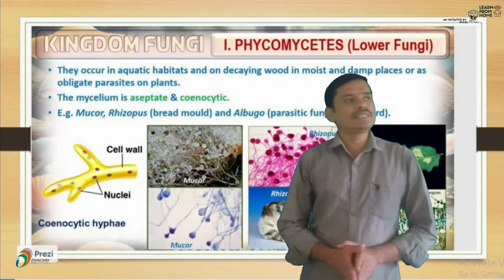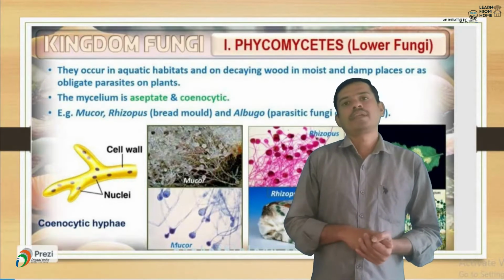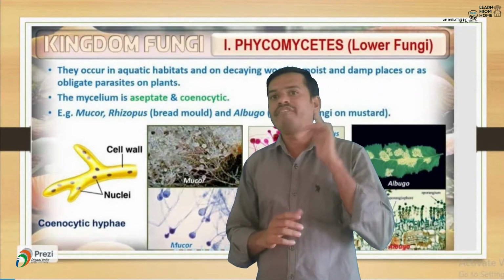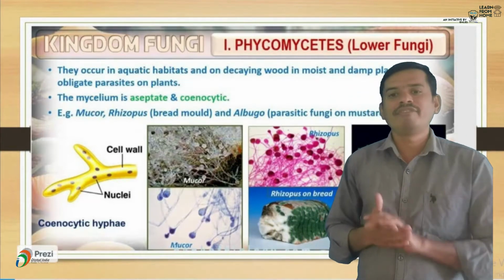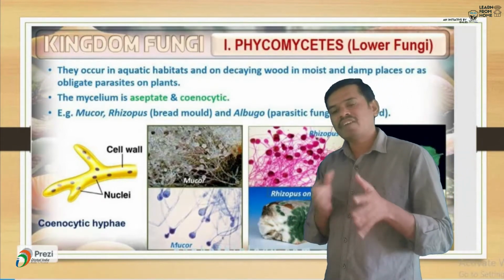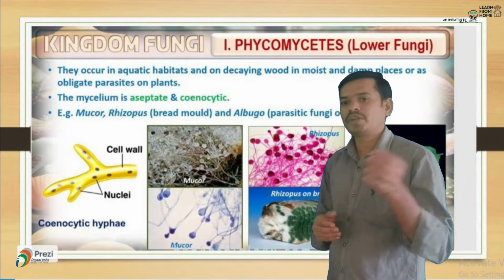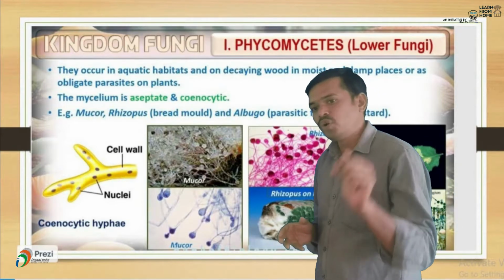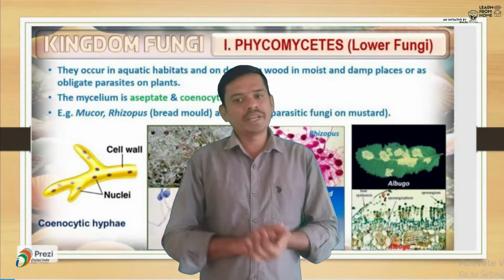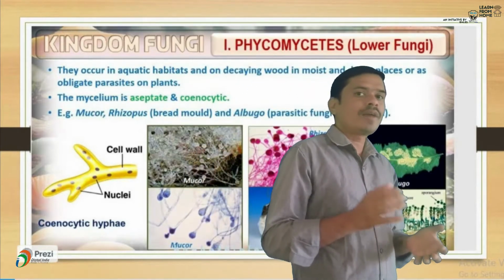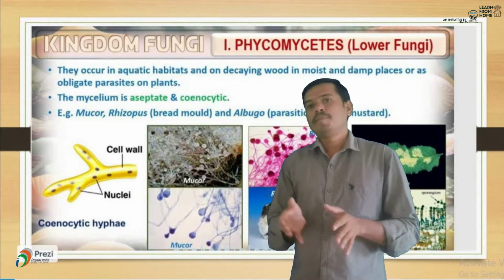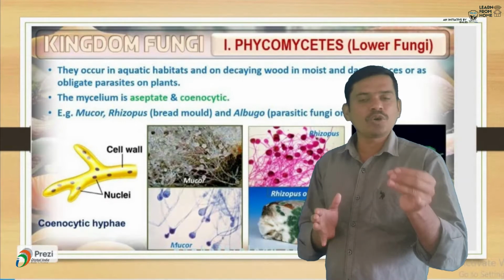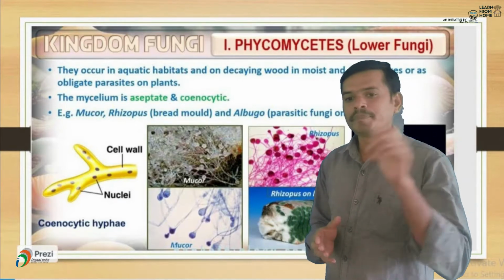So what about Phycomycetes? Phycomycetes are also known as lower fungi, and also known as algal fungi. They occur in aquatic habitats. Phycomycetes are mostly present in aquatic habitats, decaying wood, moist areas and damp places. Most Phycomycetes fungi are obligate parasites in plants.